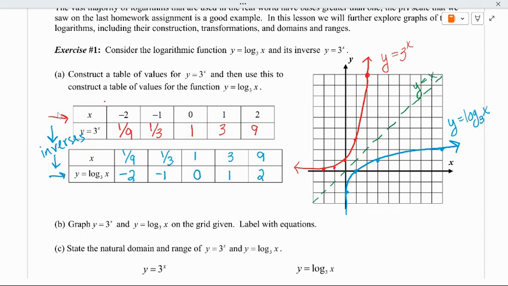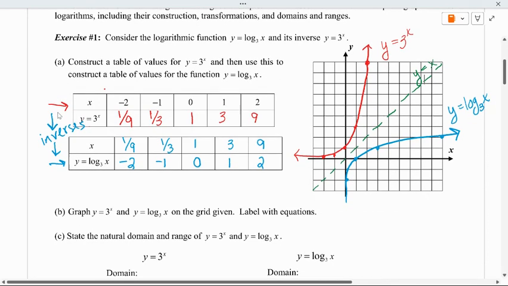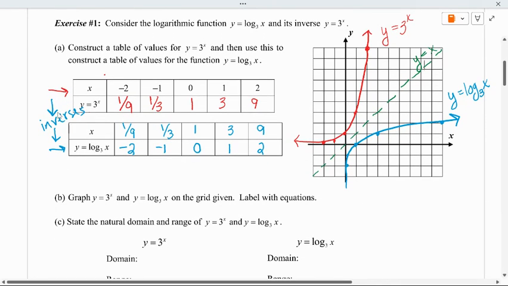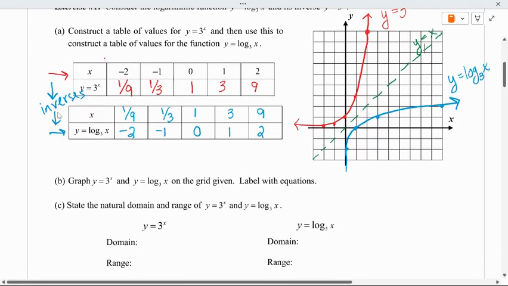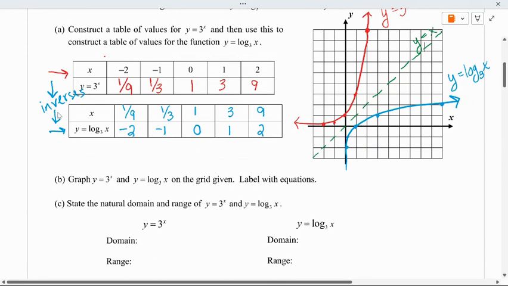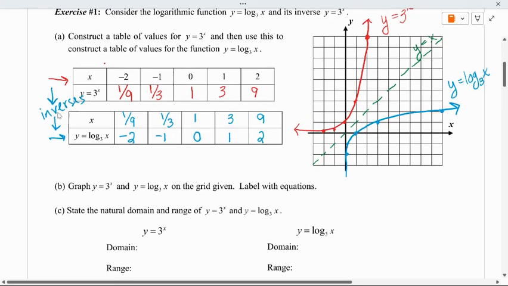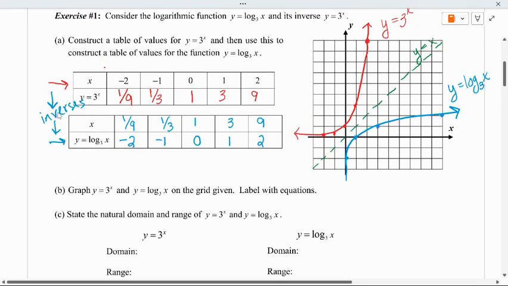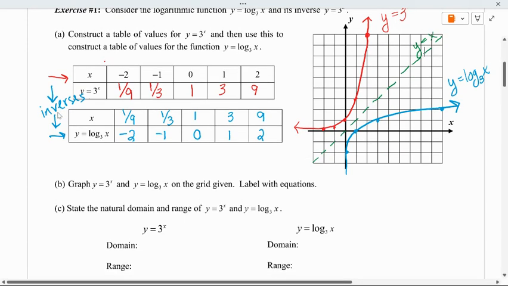So step B says graph y equals 3 to the power of x. We already did and labeled it. Graph y equals log base 3 of x. We already did and we labeled it. Question C says, what is the domain and the range for both of those functions? So let's look at the red function. That's the exponential function y equals 3 to the power of x. What is the domain for that? What are my input values able to be? What numbers can I let x be?